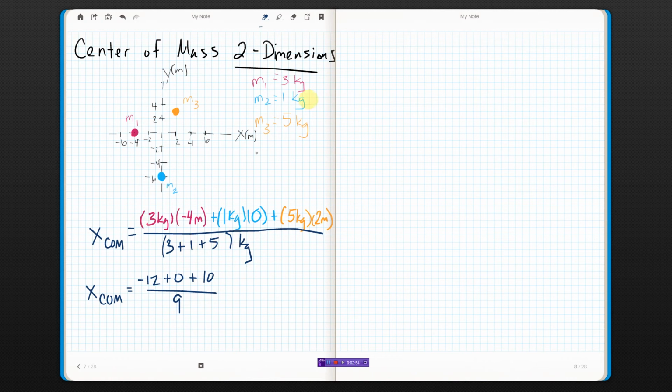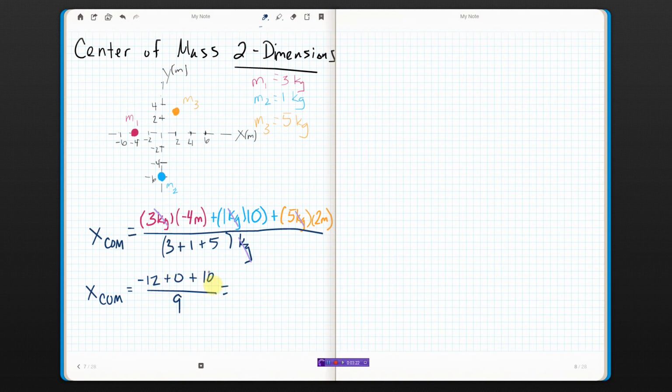Notice, you might not notice this, I've got kilograms in every term on top and kilograms on the bottom. The kilograms cancel out, which is why in the end my answer is actually in meters, because my position should be measured in meters, which is good. So my units come out. That's nice. It's always nice when that happens, because it means you did it right.